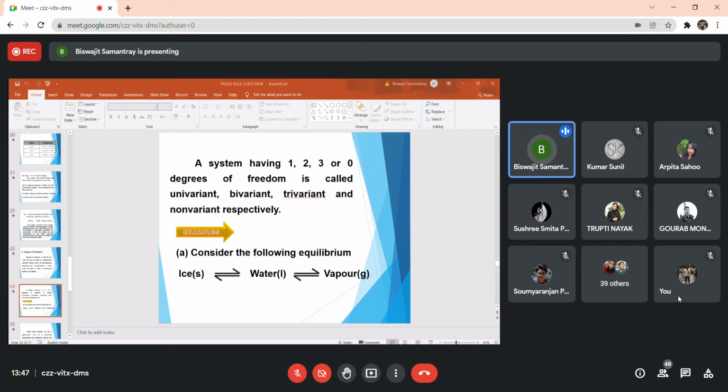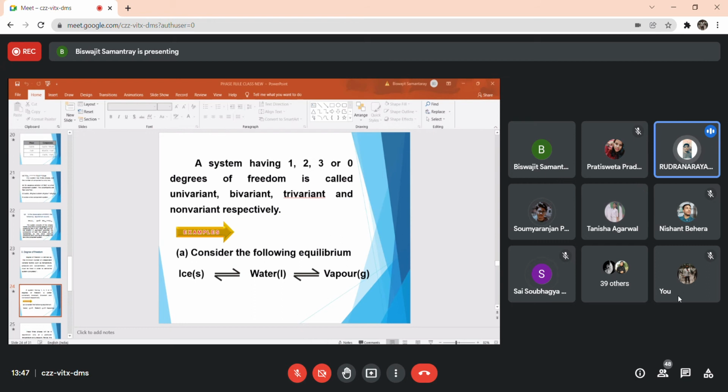Then after that, if you take only ice, what will happen? If only ice, what will happen? What is the phase here? Phase 1. Component 1. What is the degree of freedom? 2. Degree of freedom will be 2. So that means the system is bivariant.